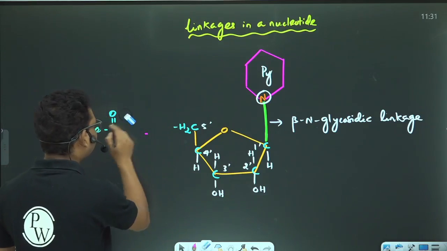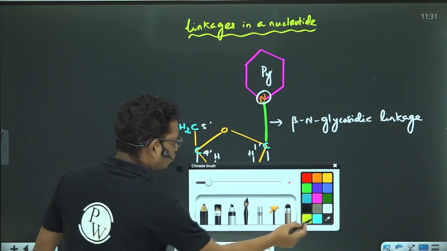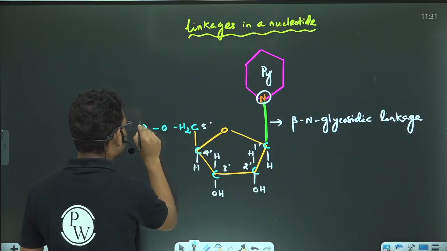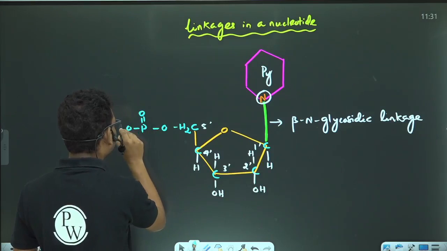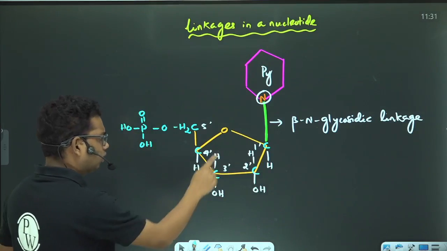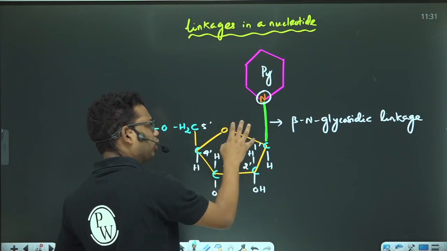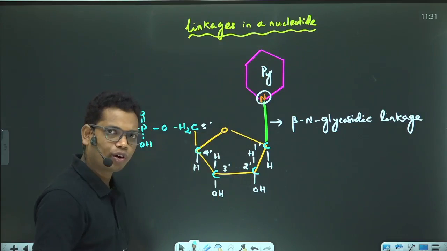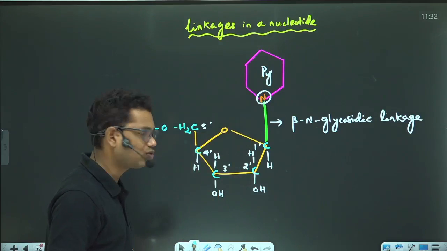Let me write that over here. Here I'm writing OH like this. Nitrogenous base plus sugar is a nucleoside, and here I'm having phosphate, so this is known as nucleoside monophosphate, ribonucleoside monophosphate, right?